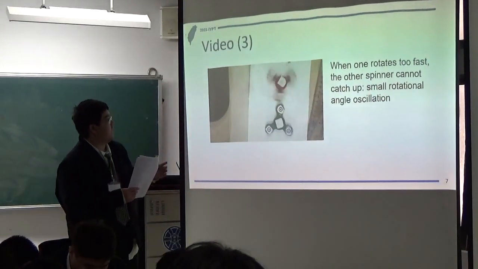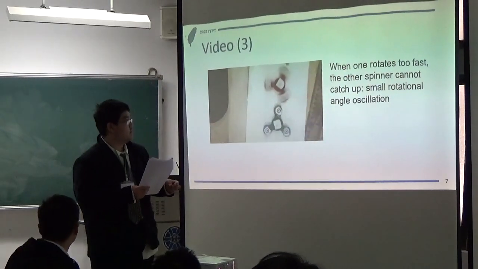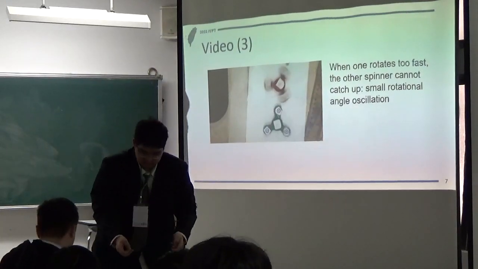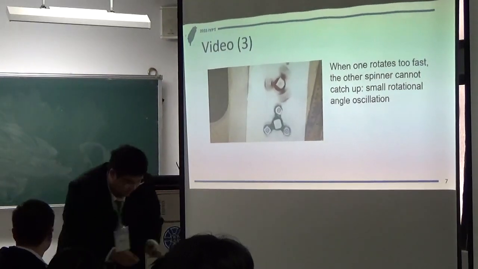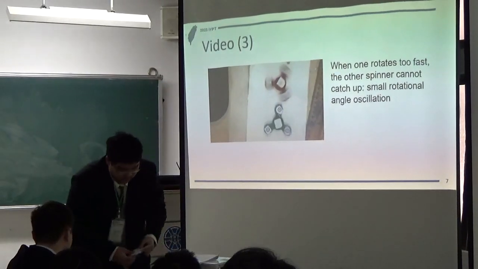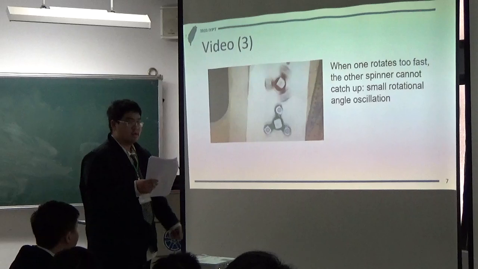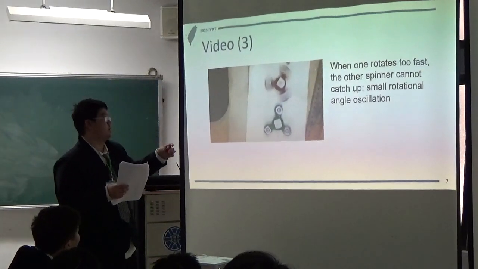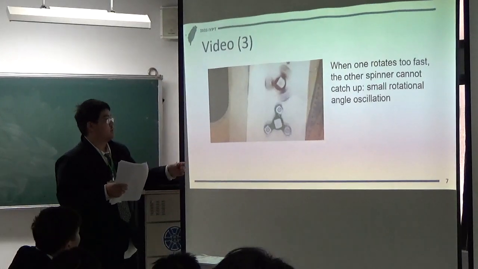When one rotates too fast, the other spinner cannot catch up, like this. And the other spinner will be with rotational angle oscillation.